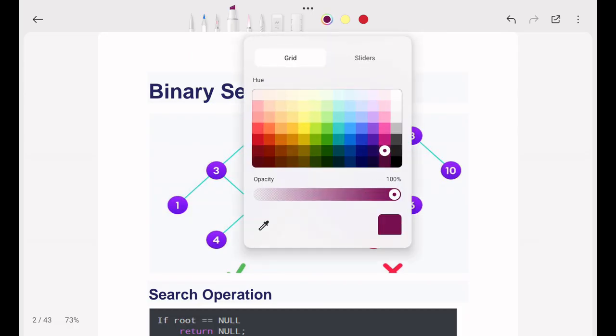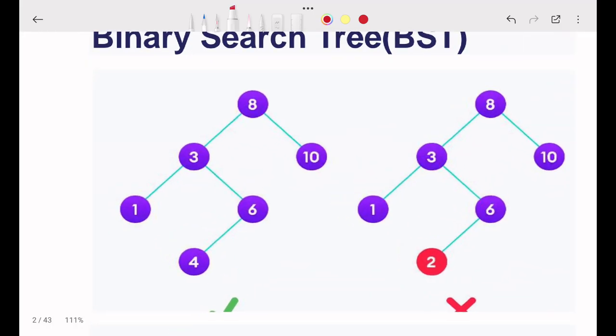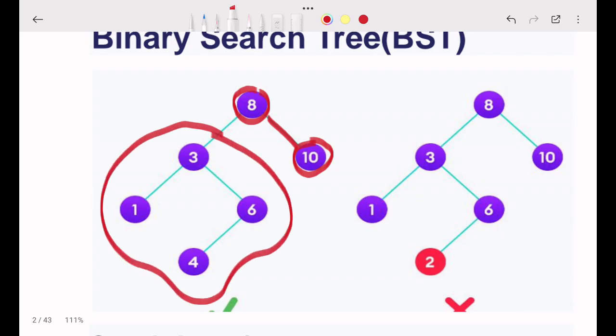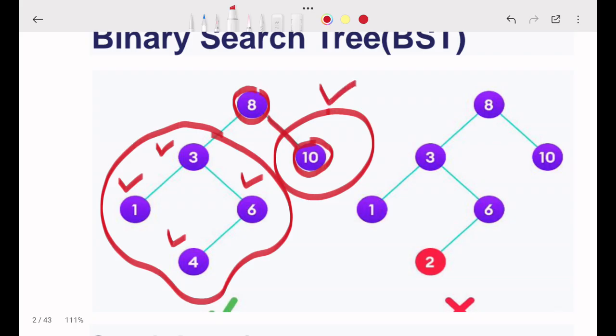Now I will come to one very interesting question. You can see that my 8 is the root. This is the right element, and these are all the left elements. 3 is smaller than 8, 1 is smaller than 8, 4 is smaller than 8, and 6 is smaller than 8. And 10 is greater than 8. So this is the BST.